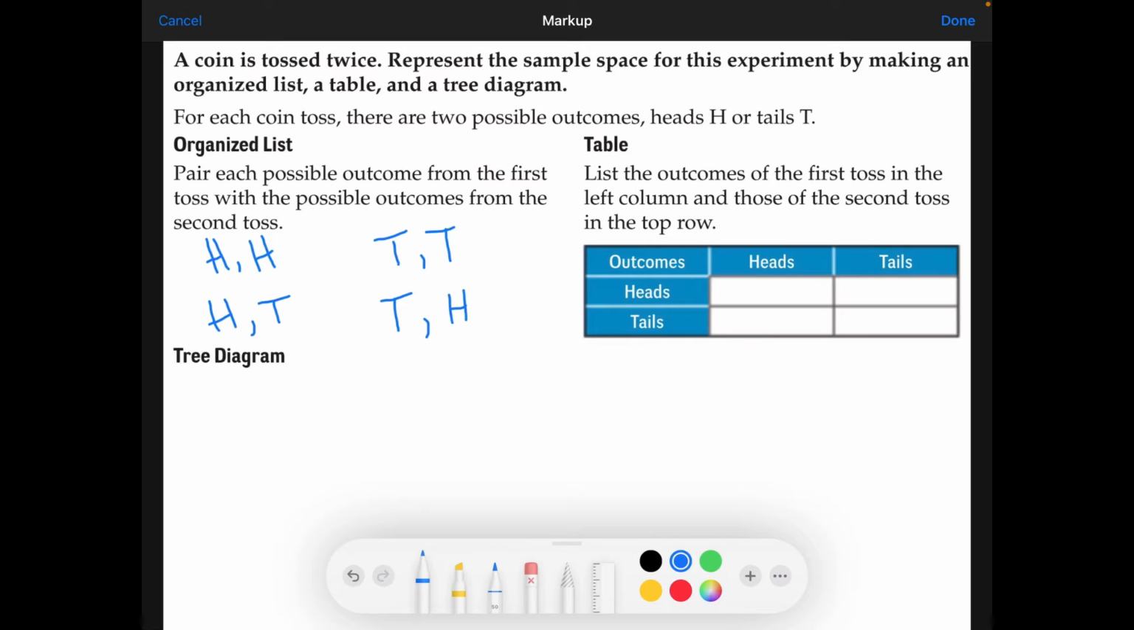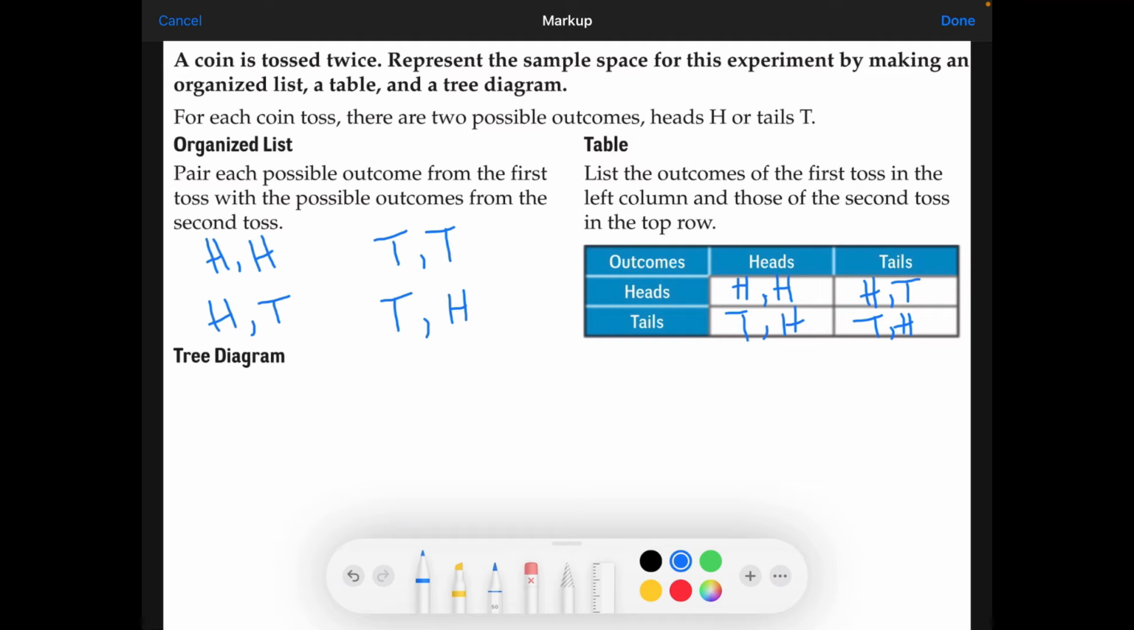Let's see how we could do it in a table format. It says here, list the outcomes of the first toss in the left column and those of the second toss in the top row. So what if both times we get heads? And then the first time we get heads and the second time we get tails. Or we get tails and heads. I'm just filling in this table, and then both would be tails. So once again, we've got four possibilities.